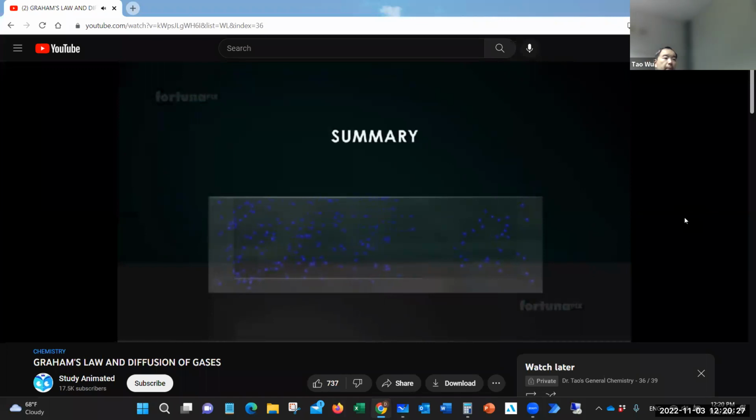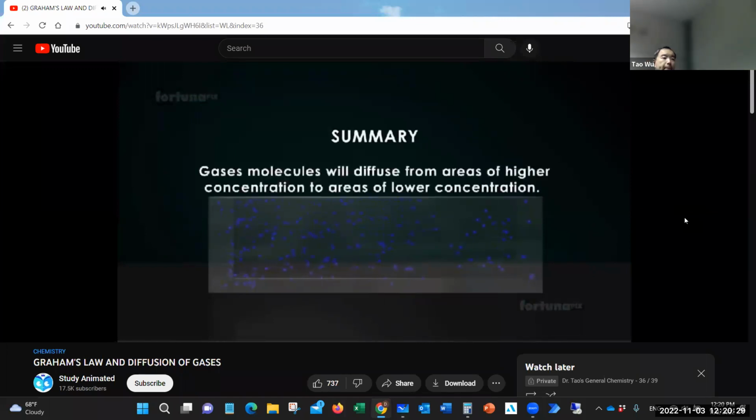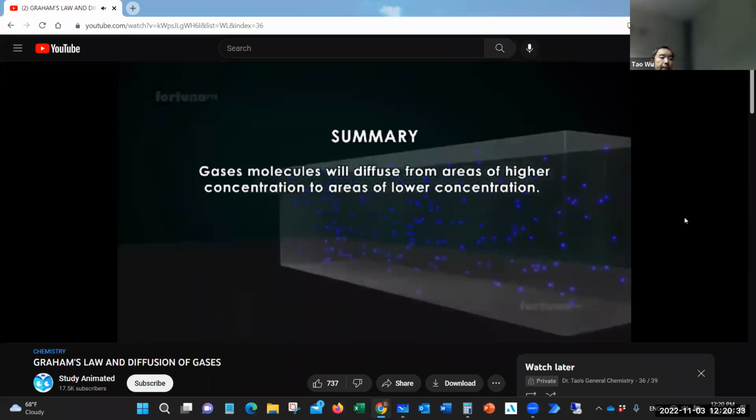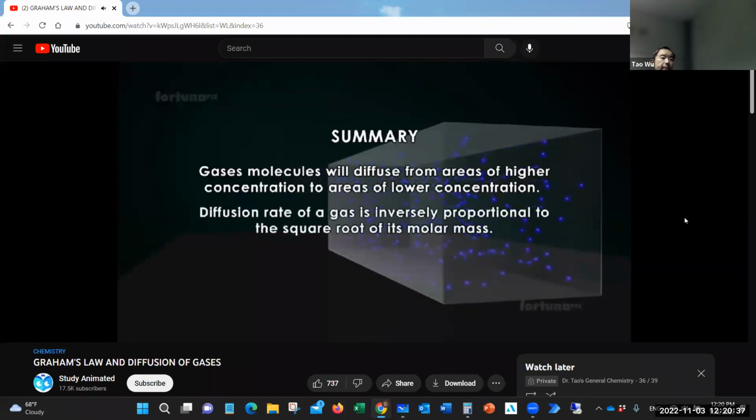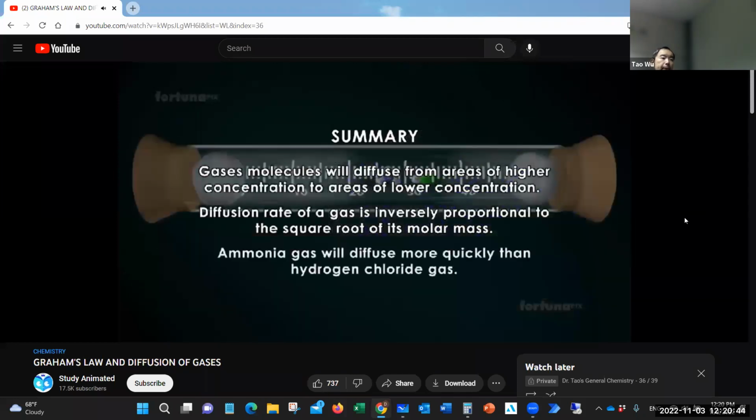Summary. Gas molecules will diffuse from areas of higher concentration to areas of lower concentration. Diffusion rate of a gas is inversely proportional to the square root of its molar mass. Ammonia gas will diffuse more quickly than hydrogen chloride gas.